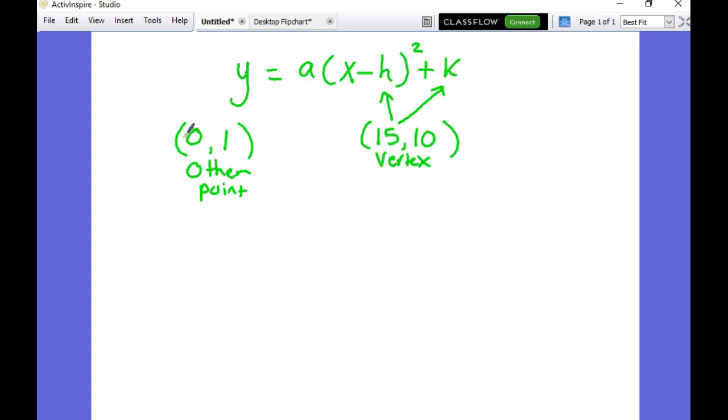So here's the thing. They gave us a vertex, and they gave us another point. Is the other point the A? No, but it's going to help us find the A. I'm glad you brought that up, because what we really need, 3 things to have an equation. We need the H, we need the K, and we need the A. So he realized that. He said, okay, I know we need the A, but we don't have it. This other point is going to help us get it, and I'll show you how.